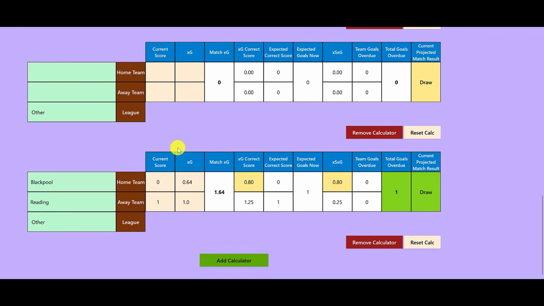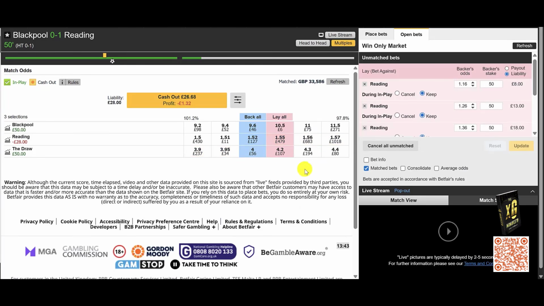So just entered the second half of this match with Blackpool and Reading, and you can see Reading are winning 1-0. We plugged in the XG numbers. We've got a goal overdue. Not quite sure which team. It's not too clear on who that goal is overdue to. However, it's looking increasingly likely to be Blackpool, especially when you consider the actual projected match result is a draw. So we should be going against Reading. We should be looking to get involved in the goal markets, and it's exactly what we've done here.